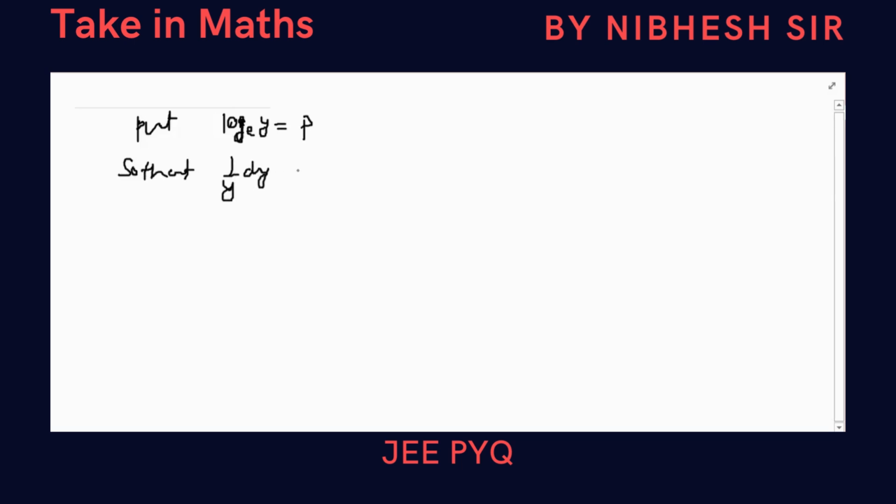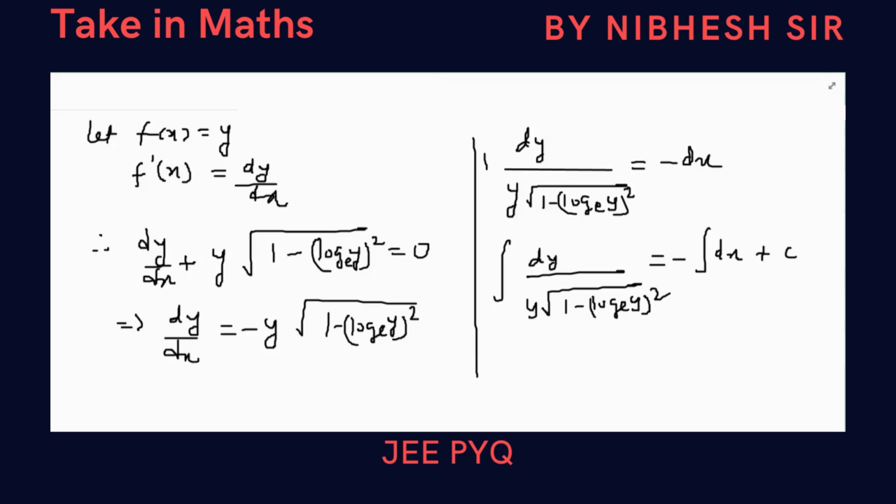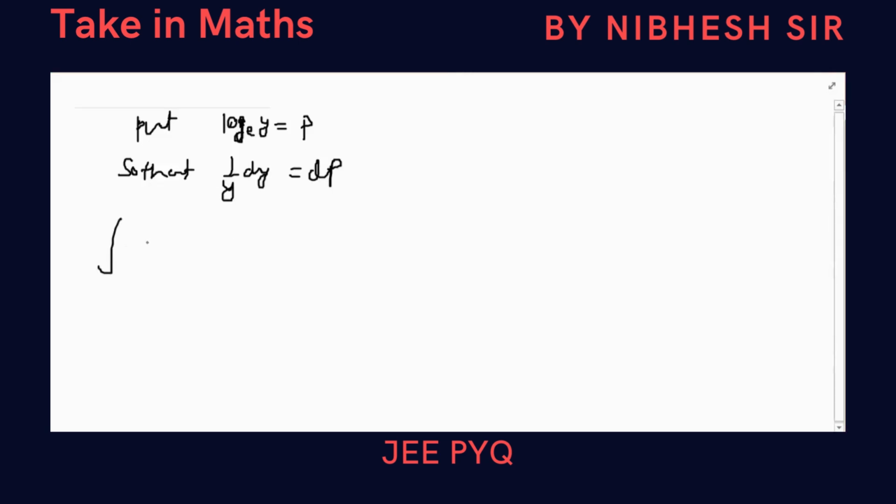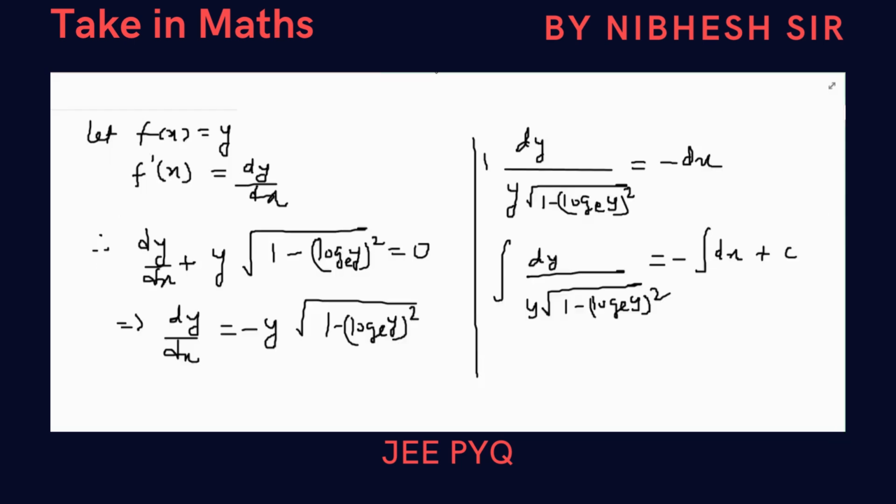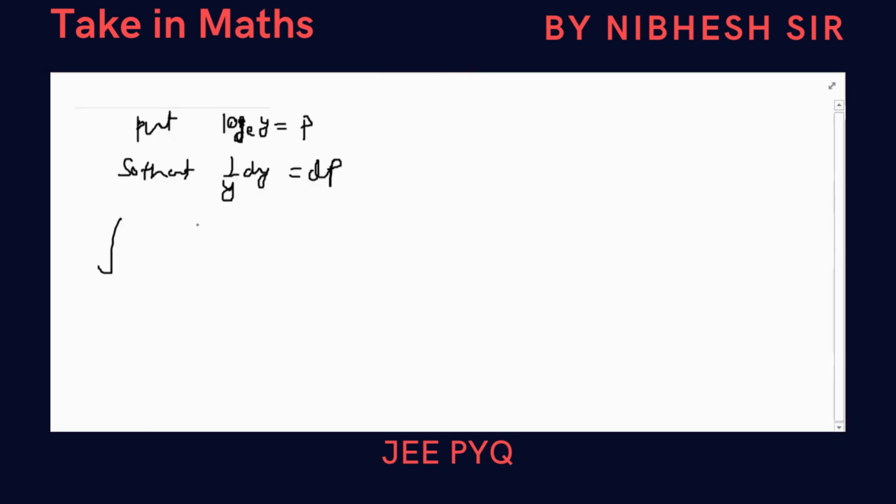1 by y dy is dp. So the differential equation, the solution: to integrate this, we can write dy by y is dp. So I write here dp by under root 1 minus p square, and this side minus x plus c. So the integration of this result is sin inverse p, right?